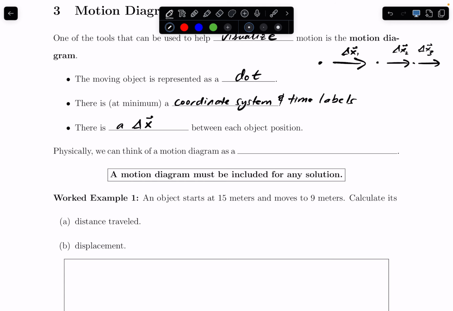And physically, we can think of a motion diagram as a real life representation. So this is us drawing what's actually happening. There are other ways to represent motion, but this is the easiest one. And I always tell people on tests, you should never leave a question blank. Because even if you know nothing about the physics, the very least you can do to get like 1 out of 10 points, draw a picture, all right? Tells you you at least read the problem and try to think through it.